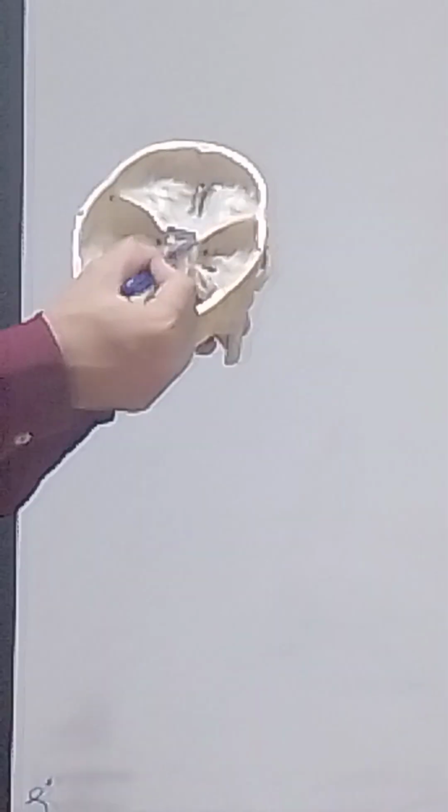Lateral to the body, you can see two grooves. What is the name of this groove which is located lateral to the body? It is the carotid groove. The carotid groove is the site for the traveling internal carotid artery, and also the cavernous sinus. The cavernous sinus is located in this groove.